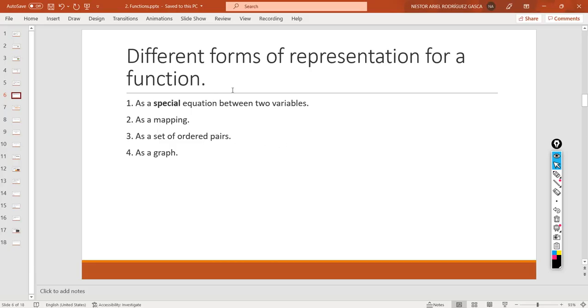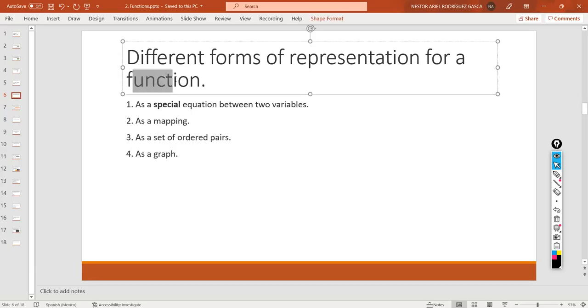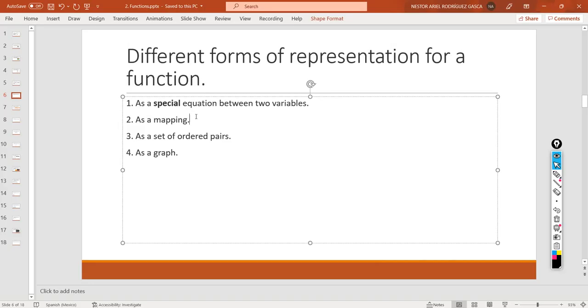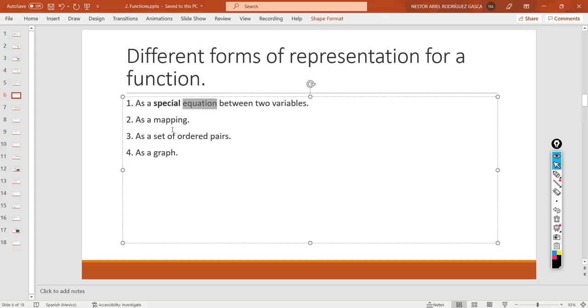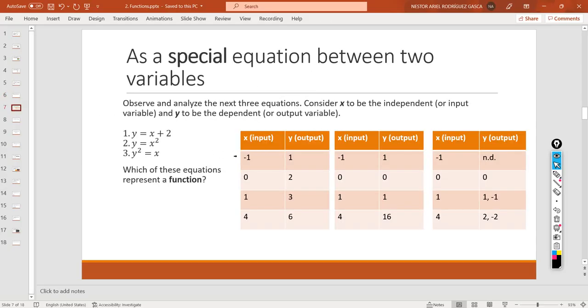Hello class, let's continue with our understanding of the concept of function, which is the sole idea in this chapter number 2. In the previous lesson, I showed you how we can represent a function by means of equations, the idea of mapping. I showed you these slides and I explained the ideas behind them. All of these equations represent a function except this one. And I gave you the ideas of the tables for the inputs and the respective outputs and so on.